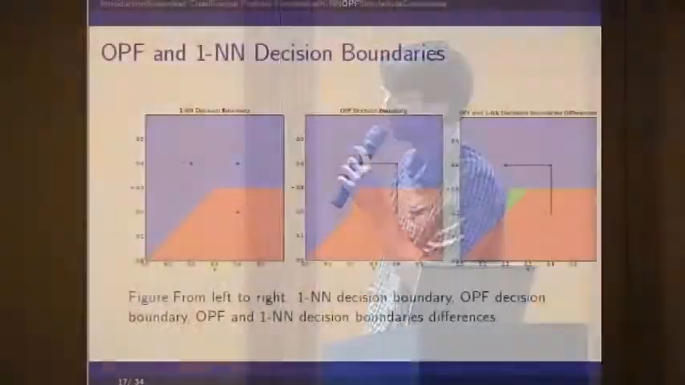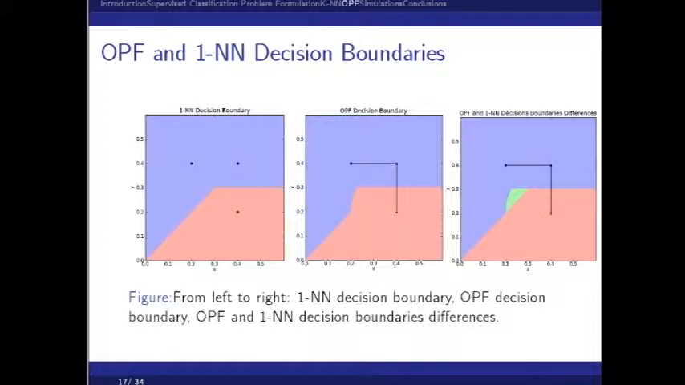Here's a simple analysis of the decision boundaries of OPF and 1 nearest neighbor. Here is the Voronoi diagram that shows the decision boundary of 1 nearest neighbor, and here is the OPF decision boundary. The black edges represent the minimum spanning tree. The triangles are the prototypes, the samples from different classes connected in the minimum spanning tree. And here in the third image, we have the difference between both decision boundaries. The green regions show the difference between 1 nearest neighbor and OPF.